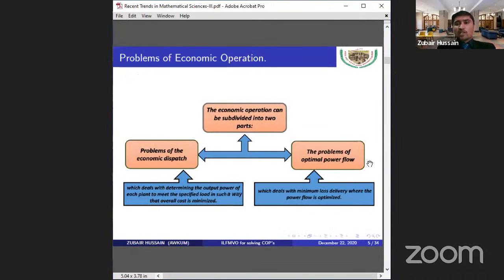The economic operation can be subdivided into two parts. The first part is the problem of economic dispatch, and the second part is the problem of optimal power flow. The problem of economic dispatch deals with determining the output power of each plant to meet the specified load in such a way that the overall cost is minimized. On the other hand, the problem of optimal power flow deals with minimum loss delivery, where the power flow is optimized.